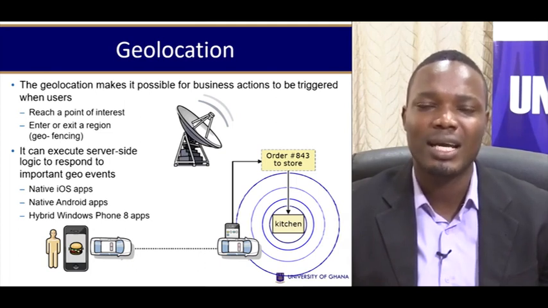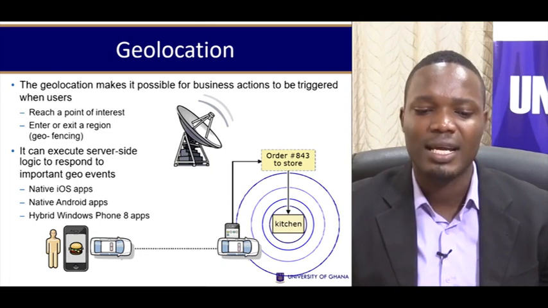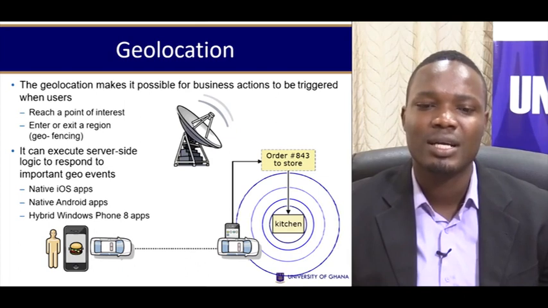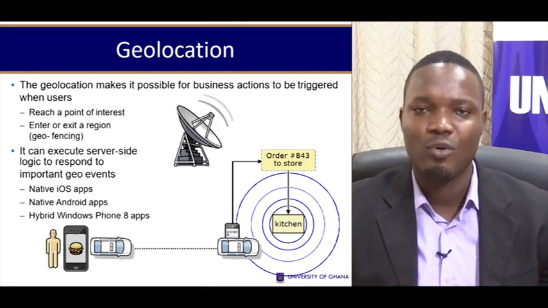So with WorkLight, we are able to monitor when they exit a region or enter a region. Now, it can execute server-side logic to correspond to important geo events. So using the geolocation, we can execute server-side logic to respond to important geo events. It works on native iOS apps, native Android apps, and the hybrid Windows Phone 8 apps.